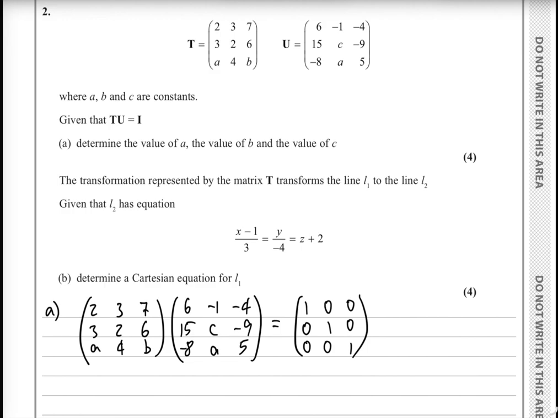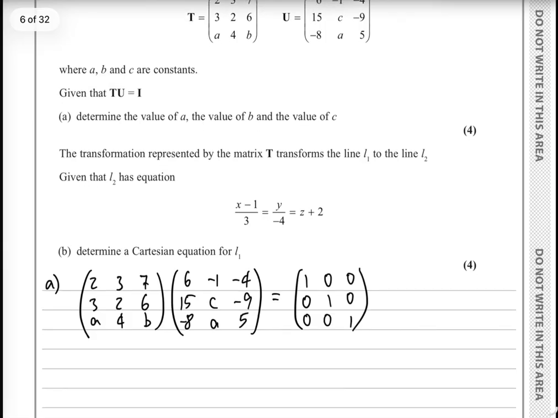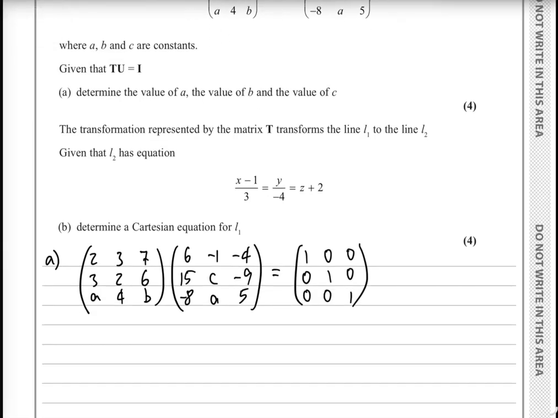How is that going to help us? Well, I can see that if we do the third row and the first column, we're going to have A's and B's, and if we do the third row and then the third column, we're going to have A's and B's as well, which will give us a pair of simultaneous equations. So I'm doing A times 6 plus 4 times 15 plus B times minus 8, and that must equal third row first column element in the identity matrix, which is a 0.